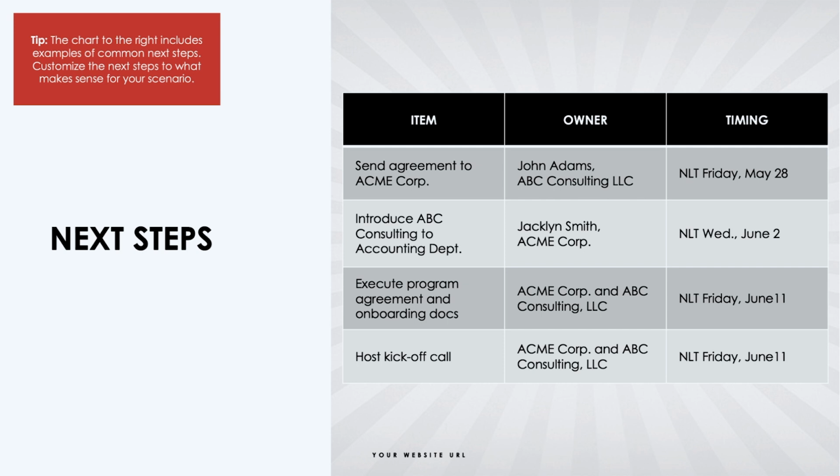And then, truly most importantly, in everything we've gone through is outlining the next steps. Should they want to move forward, what does that look like? How do we get from this proposal to you actually having a check in your bank account and getting started working with a client? So think through those next 2, 3, 4 steps. Who's responsible for those steps and what is the timing for that? And for those of you who aren't familiar with the abbreviation NLT, it's no later than. So in this example, that first item is happening no later than Friday, May 28th. The last item is happening no later than Friday, June 11th. So those are your next steps.